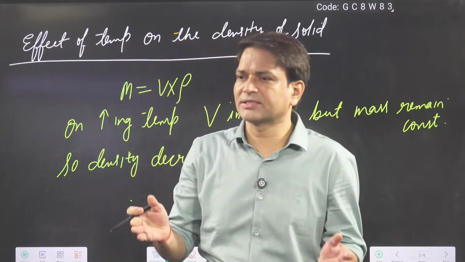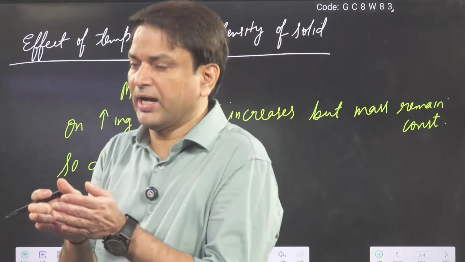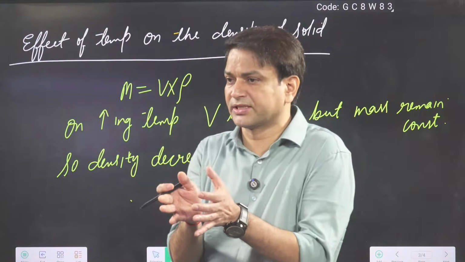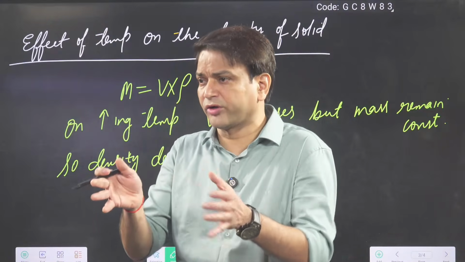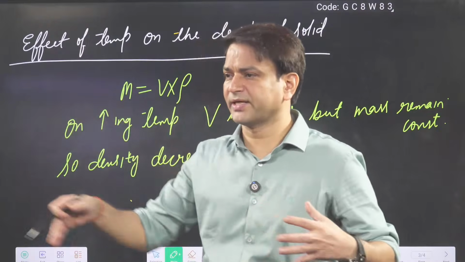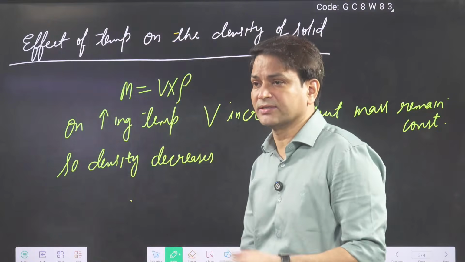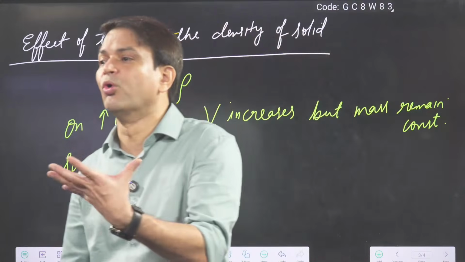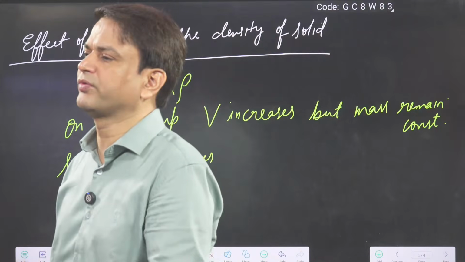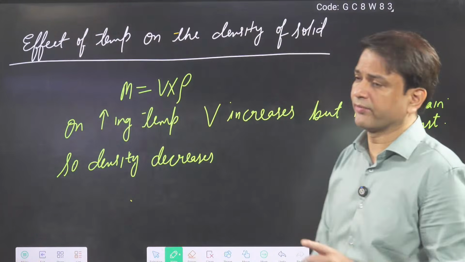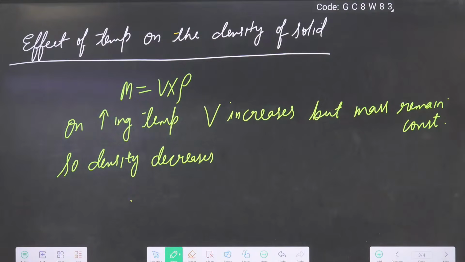Why? Earlier, before heating, suppose the molecules, the atoms, are at some distance. When you increase the temperature, they go far apart. So we can say molecular density is decreasing, meaning they are going far. The same number of molecules occupy more volume, so we can say density decreases. So everybody got the effect of temperature on volume, mass and density.